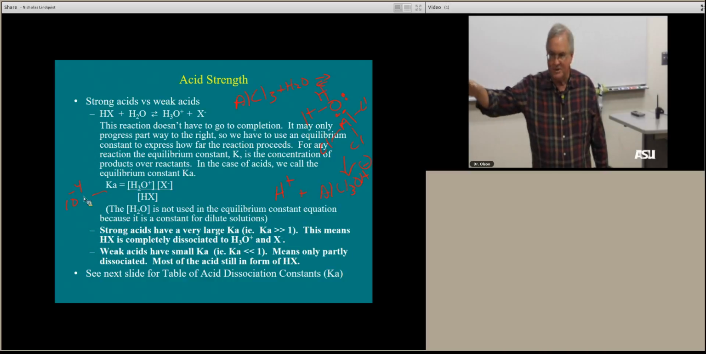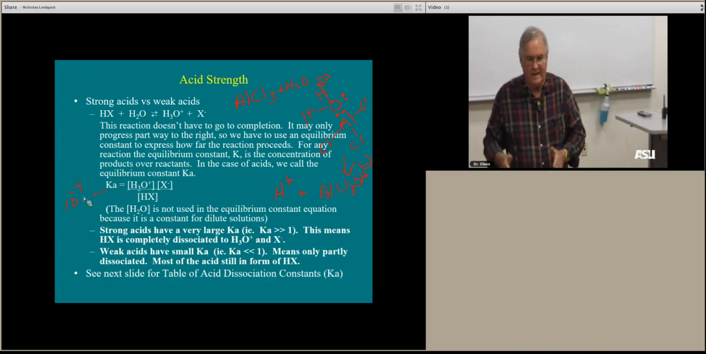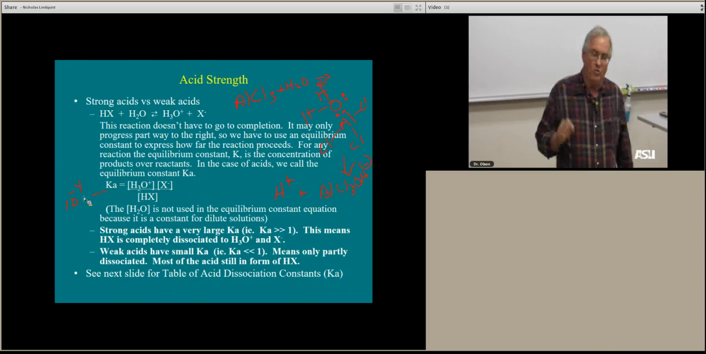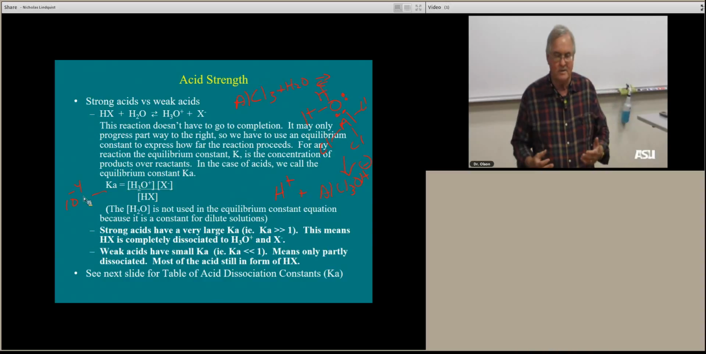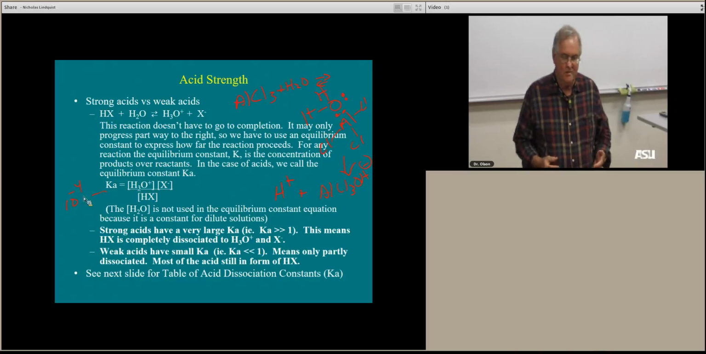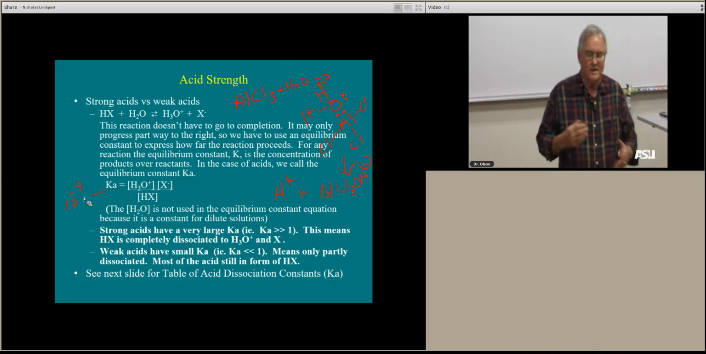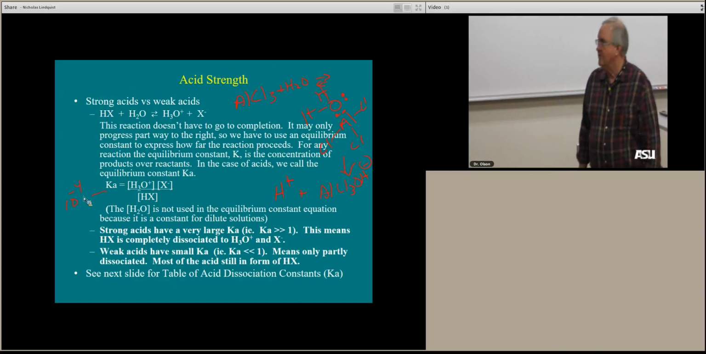I don't have as much product as I do reactants. So at equilibrium, there's going to be more HF present than there is H3O plus and F minus. There's going to be a little bit of H3O plus. So if you tested a 1 molar solution of HF with litmus paper, it would turn red. There's some hydrogen ion produced, but it's not completely dissociated. So to actually calculate the hydronium ion concentration, you have to use the equilibrium constant expression, and we'll do that in the next module.